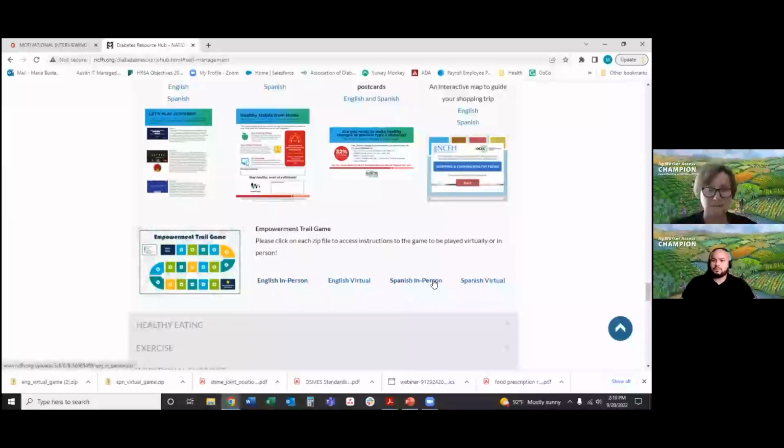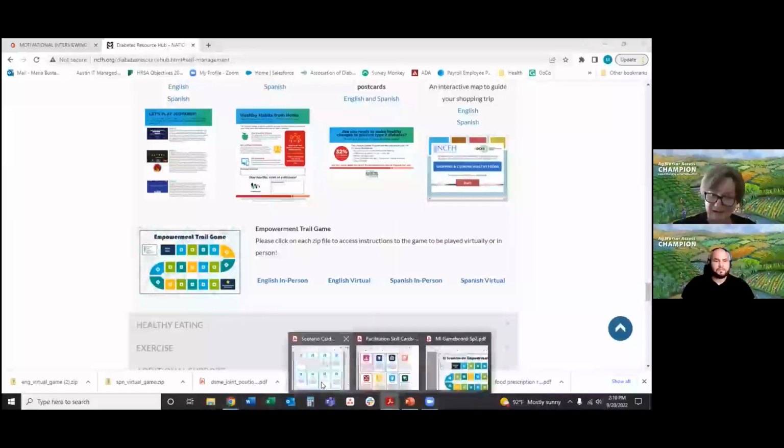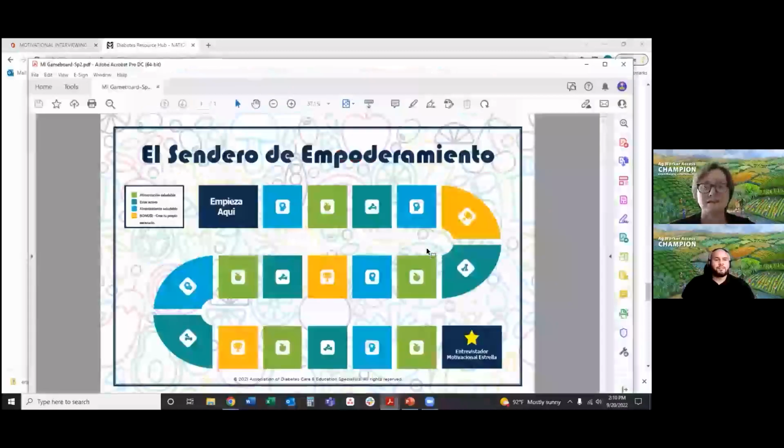You can find this game here both in English and in Spanish. And you can play this in person, like I mentioned, or you can play virtually. So there are 4 different ways to play. So we're going to go to the board. This is the game board, the road to empowerment. And let's start to play.